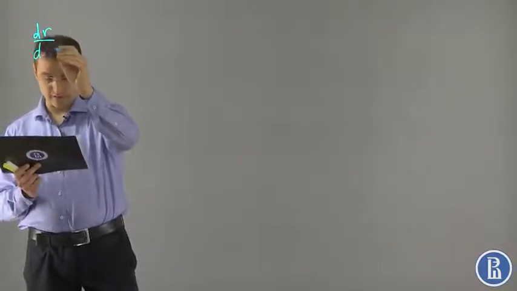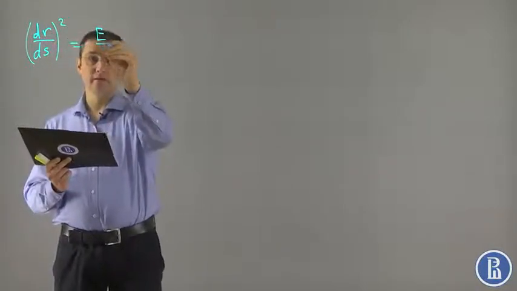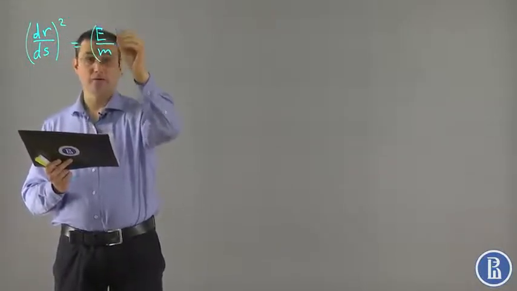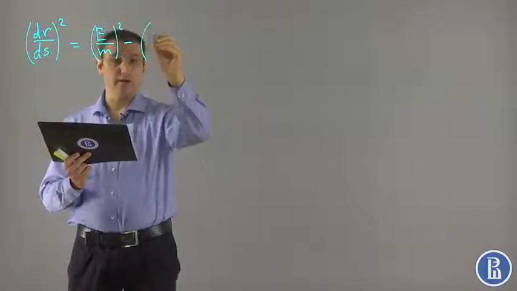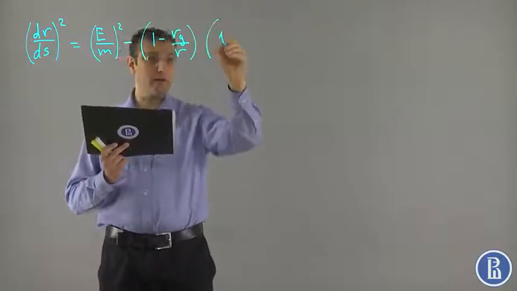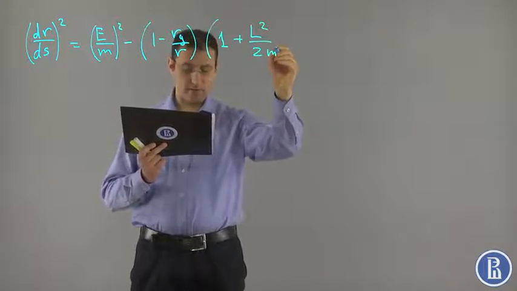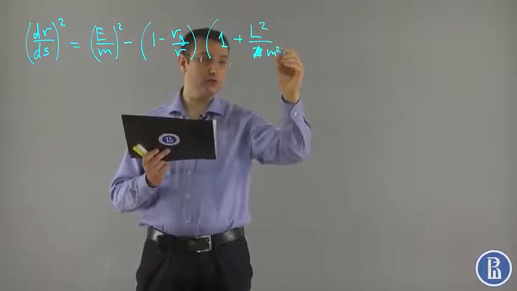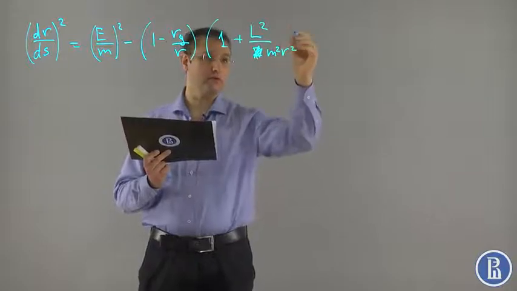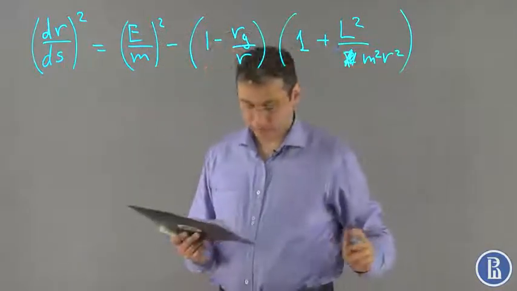Thus, we have derived the following equation for the geodesic in Schwarzschild spacetime: (dr/ds)^2 = E^2/m^2 − (1 − r_g/r)(1 + L^2/(m^2 r^2)), where E is energy and L is angular momentum.